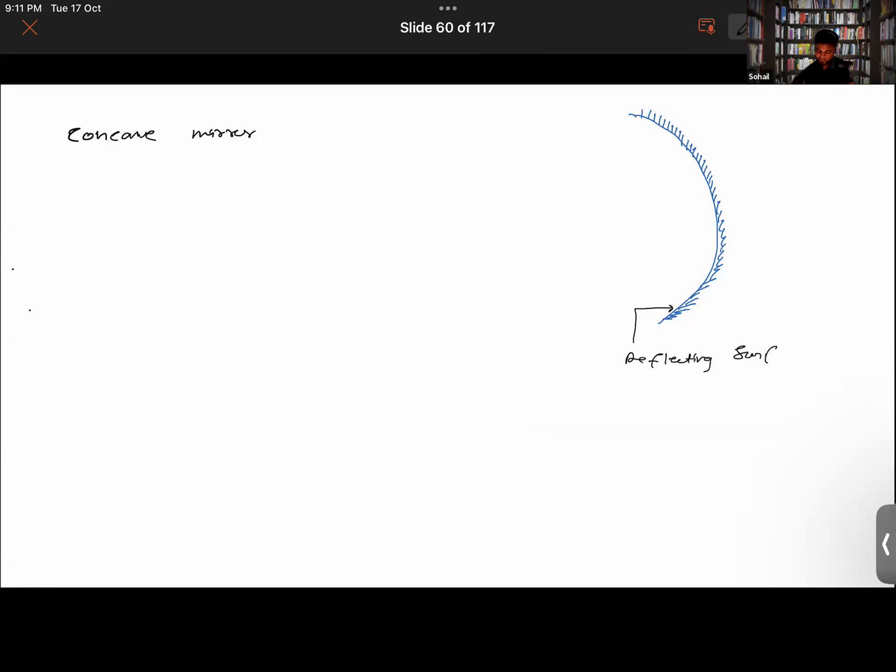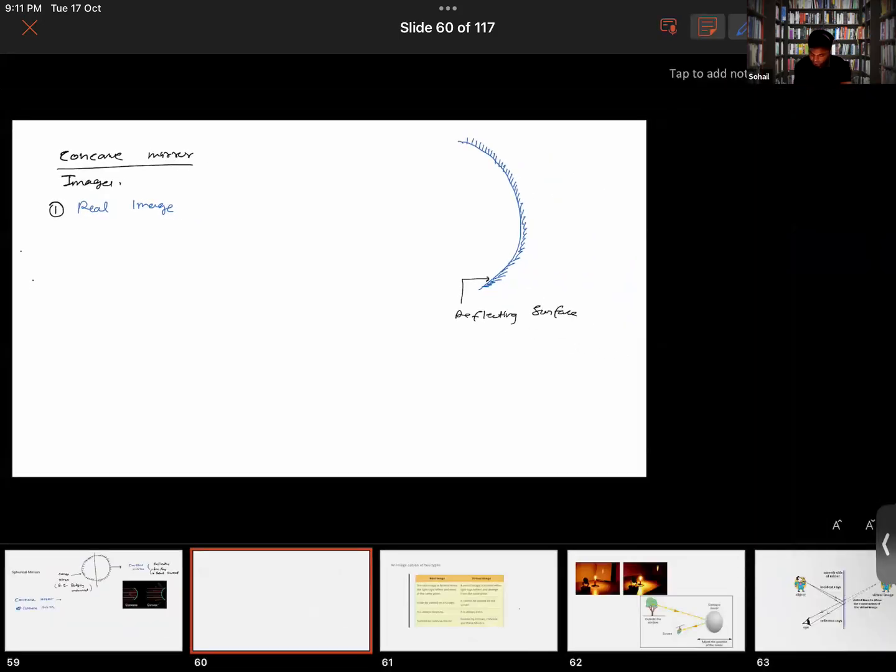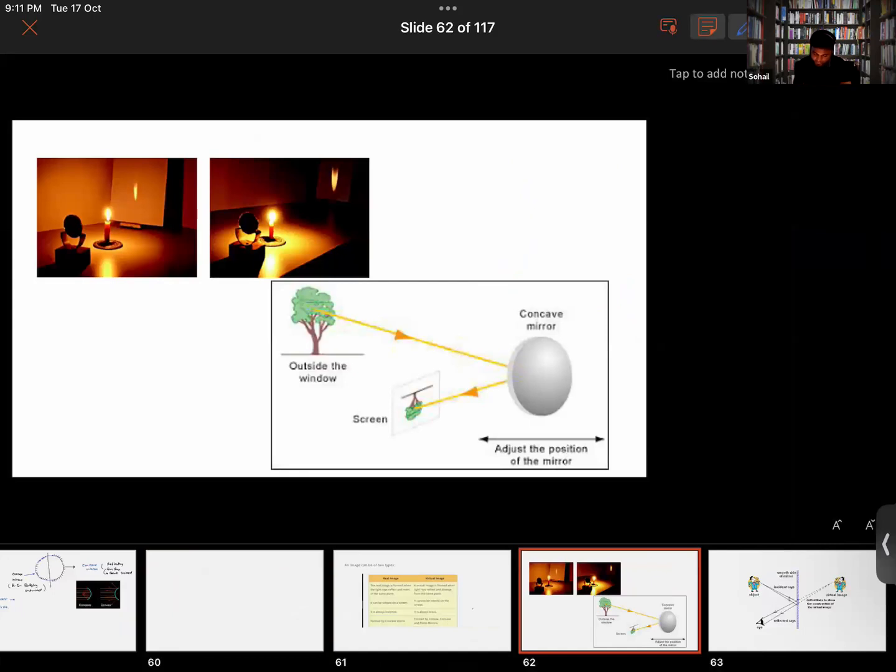Reflecting surface. Now talking about this concave mirror, it will form an image that is real, inverted, and larger than the object. What did I say about the property of the images? First it forms a real image, and inverted image.